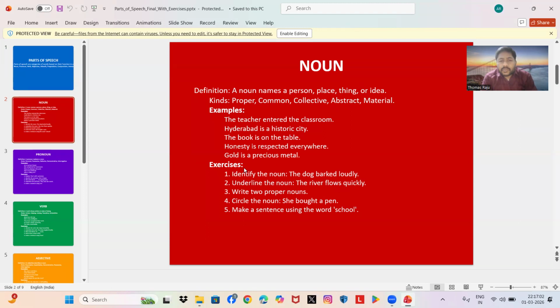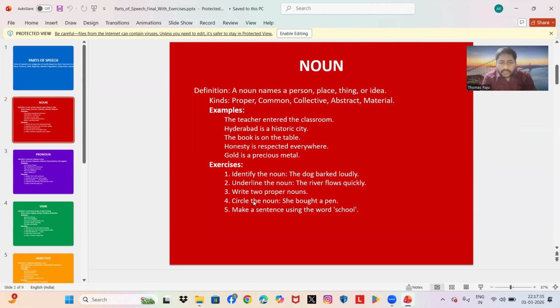Then exercises. 5 exercises are there to identify nouns and to reinforce the concept of nouns. Identify the noun. The dog barked loudly. What is noun here? Can you identify noun in this sentence? Dog. Dog is noun because it's the name of a living thing or animal. Underline the noun here. The river flows quickly. What is noun here? River.